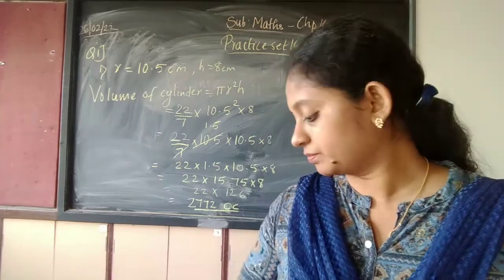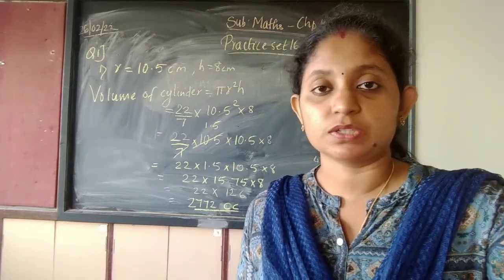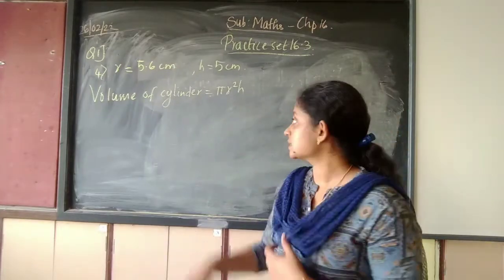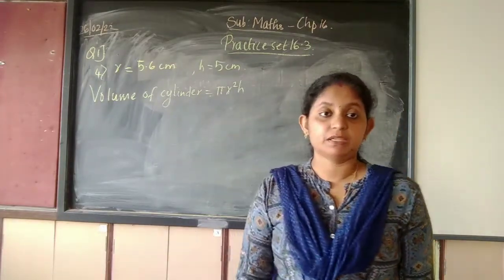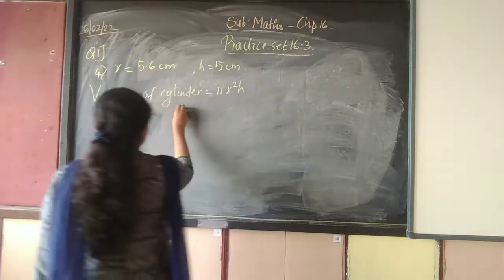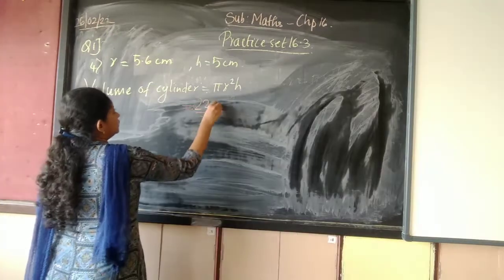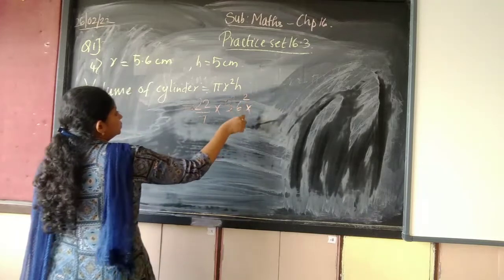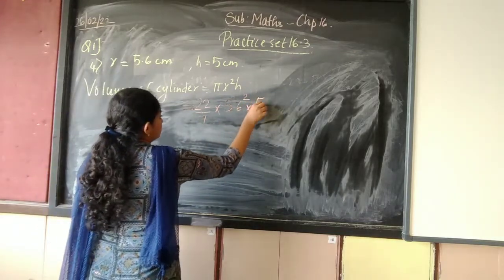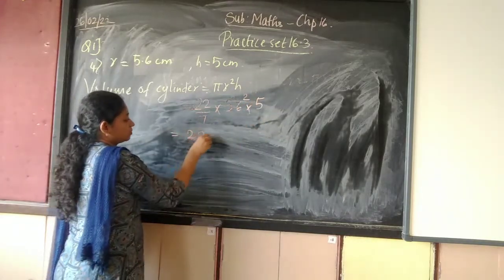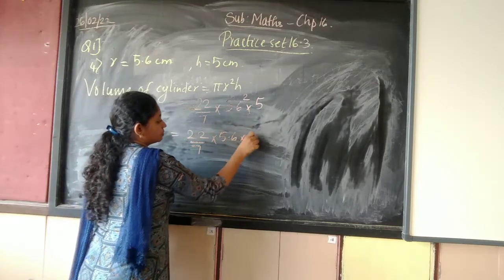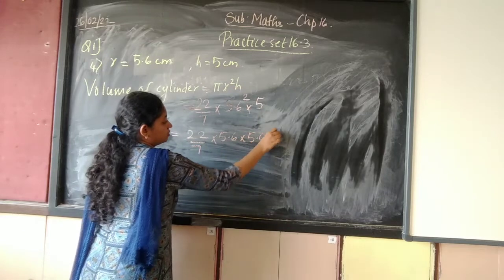Okay. Now we shall see the fourth one. Second and third, try by yourself. Very easy question it is. Okay. Now here what is given? Radius 5.6, height 5 centimeter. So substitute the value: 22 upon 7 into 5.6 square into 5. So what you are going to get? 22 upon 7 into 5.6 into 5.6 into 5.